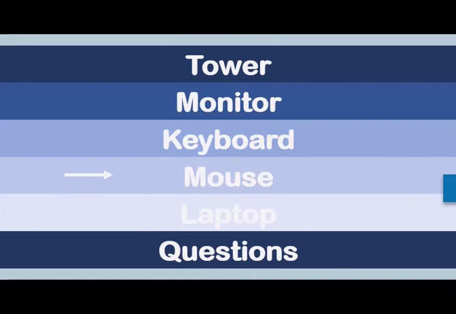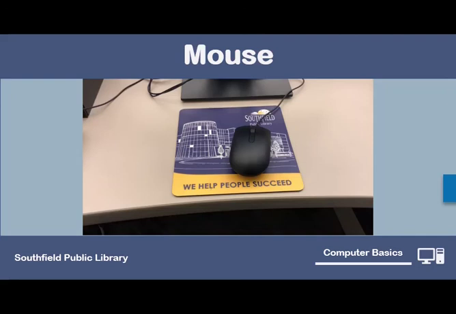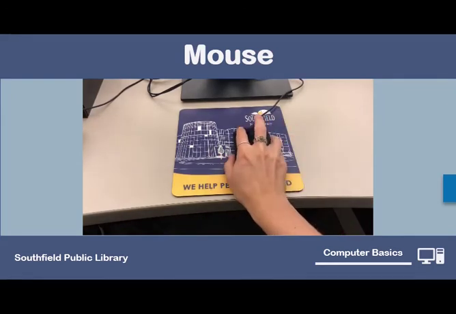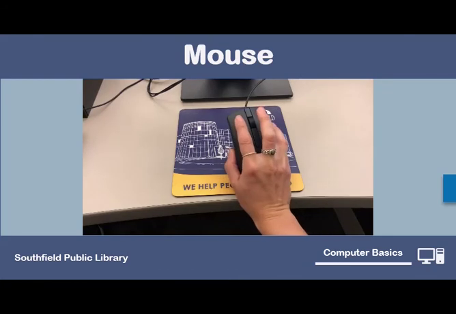The mouse is another method of communicating with your computer and making it do what you want to do. It's comprised of three parts: the left button, right button, and the wheel. Let's take a look. So the wheel is in between the left and right buttons, and it scrolls a page up or down, also scrolls your screen up and down.